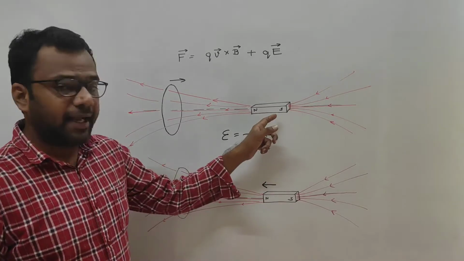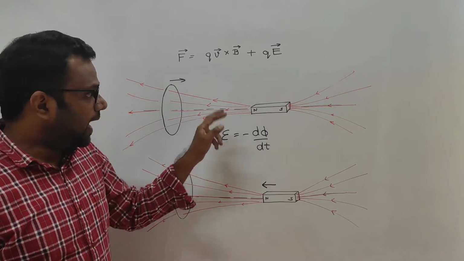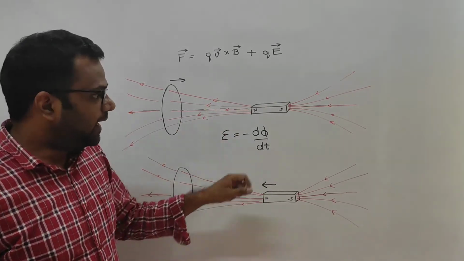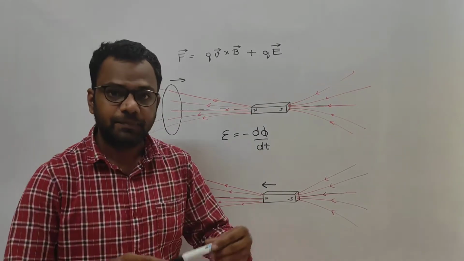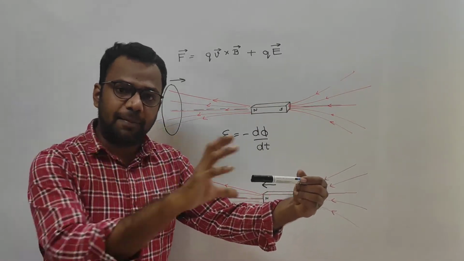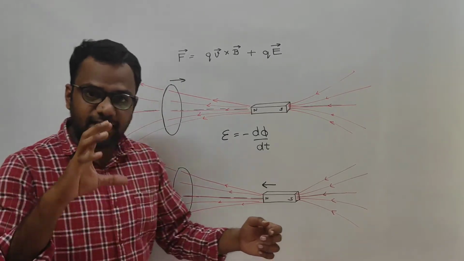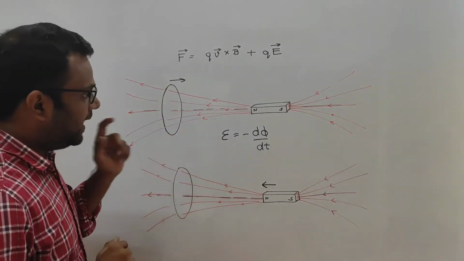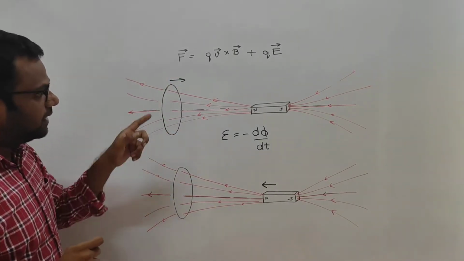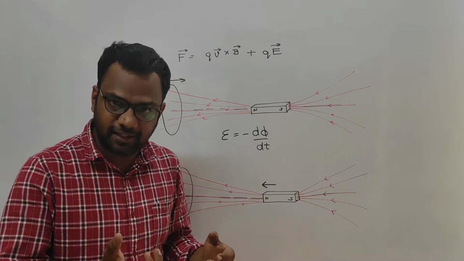We have a magnet over here and a coil. I have shown two situations. In the first situation, the magnet is at rest and the coil is approaching the magnet. In the second situation, the coil is at rest and the magnet is approaching the coil. In both the situations, the magnetic flux that is linked with the coil is changing.